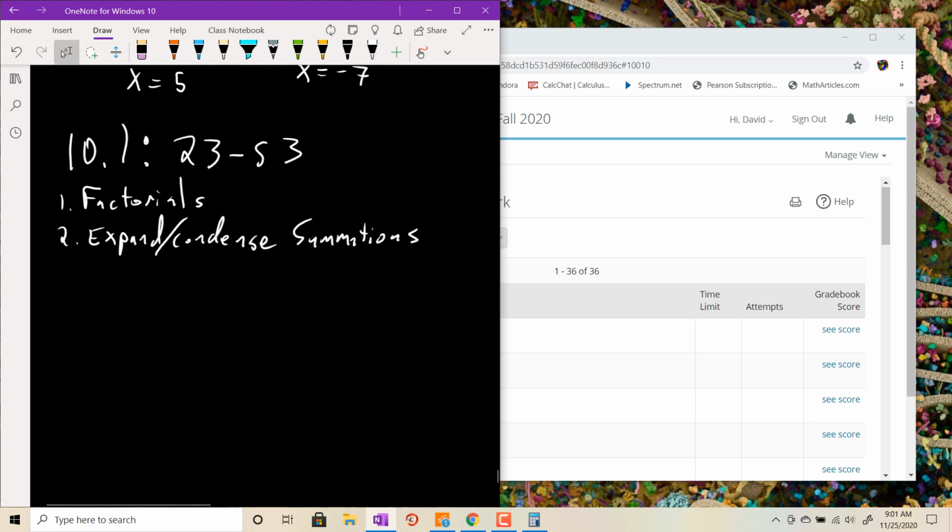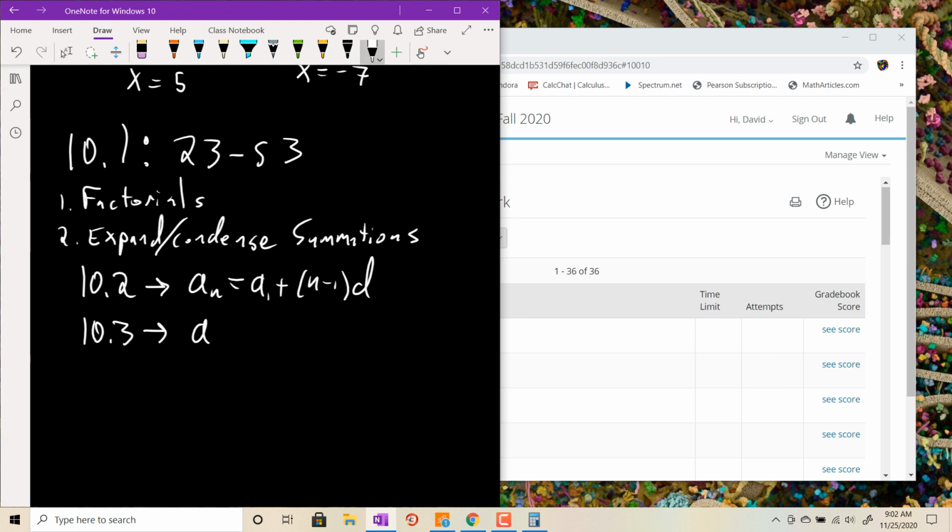It's just in 10.2 and 10.3, I am only going to care about the non-recursive general term formulas, and those are on your formula sheet. So this would be a sub 1 plus n minus 1 times d, and then this formula, a sub n equals a sub 1 times r to the n minus 1. It's just problems like that. I'm not going to put the s sub n problems on there. Like for arithmetic, it'd be n over 2 times a sub 1 plus a sub n. No, we're not going to worry about those kind.